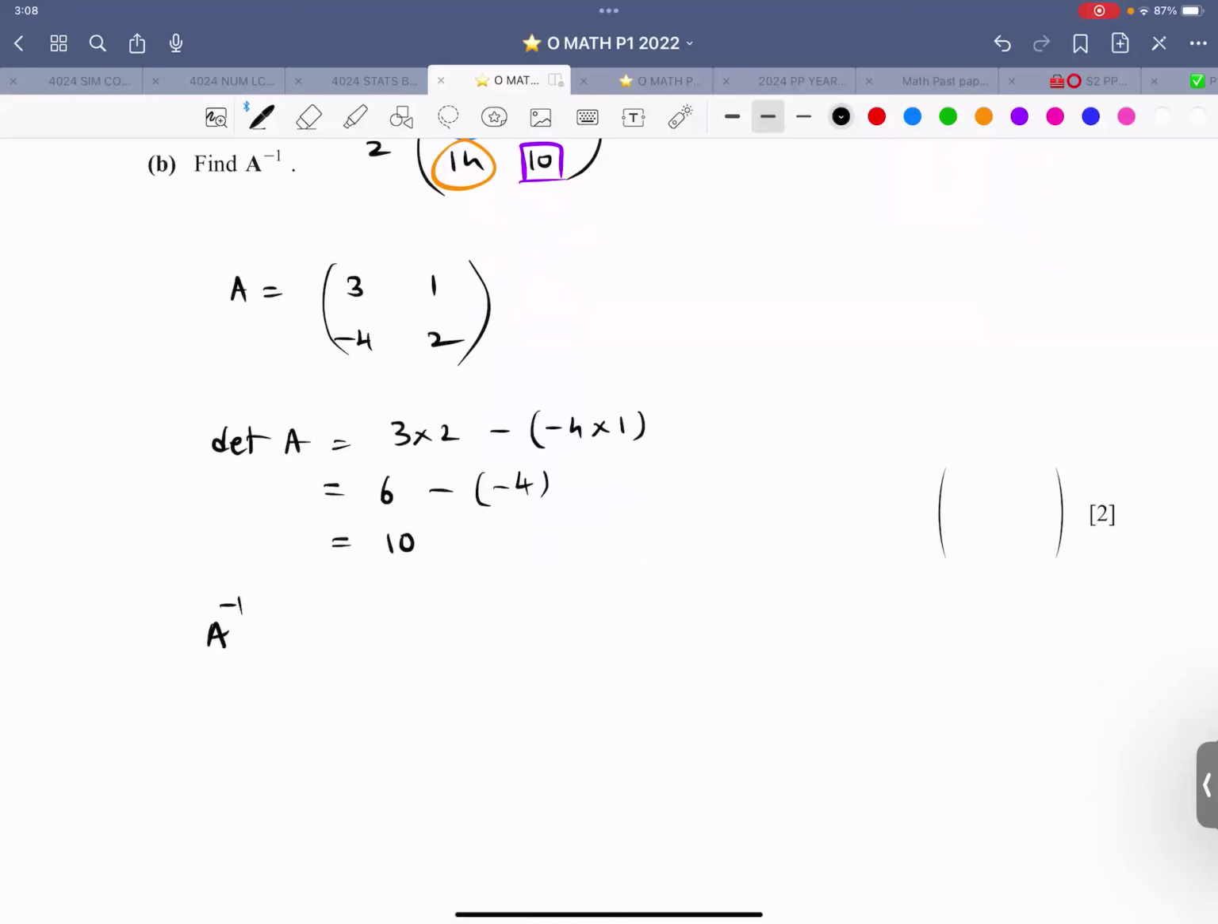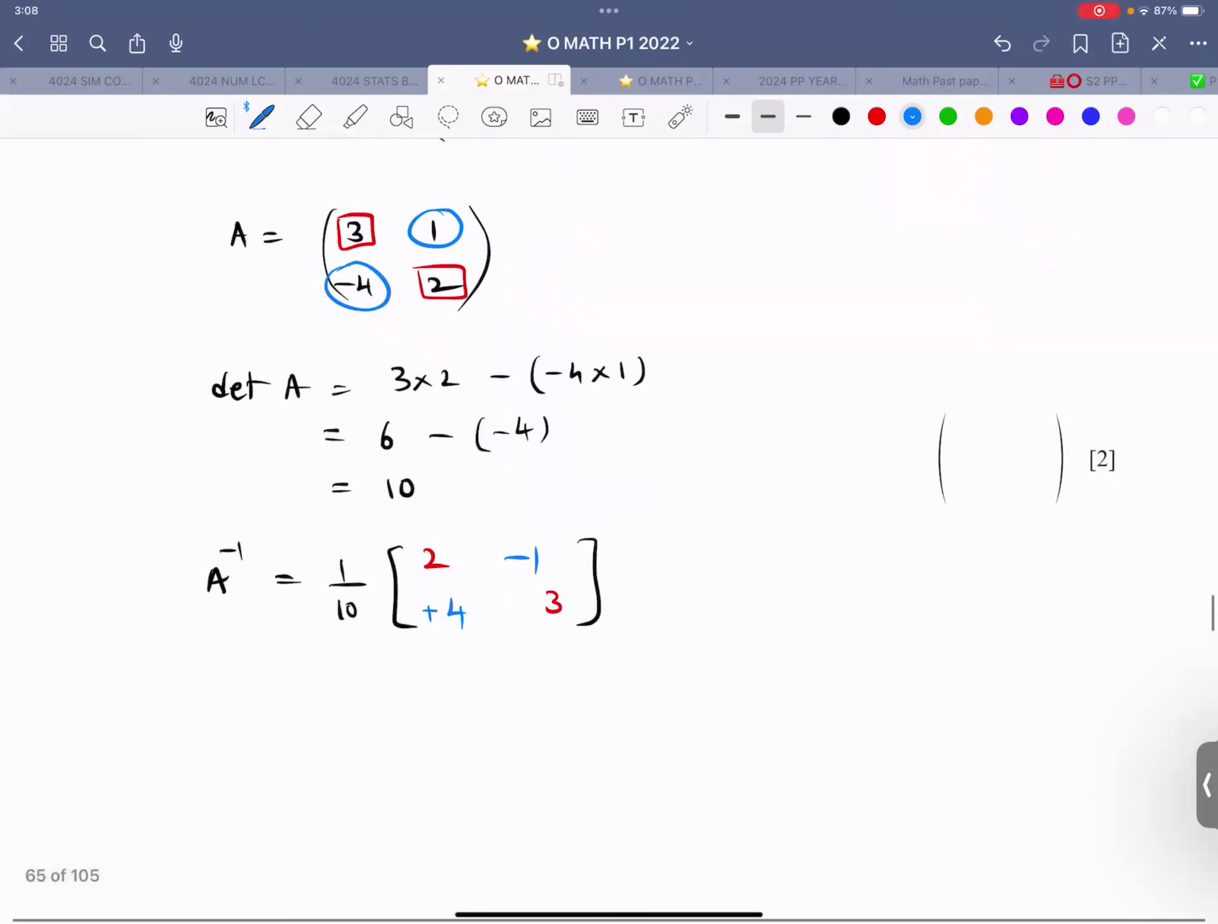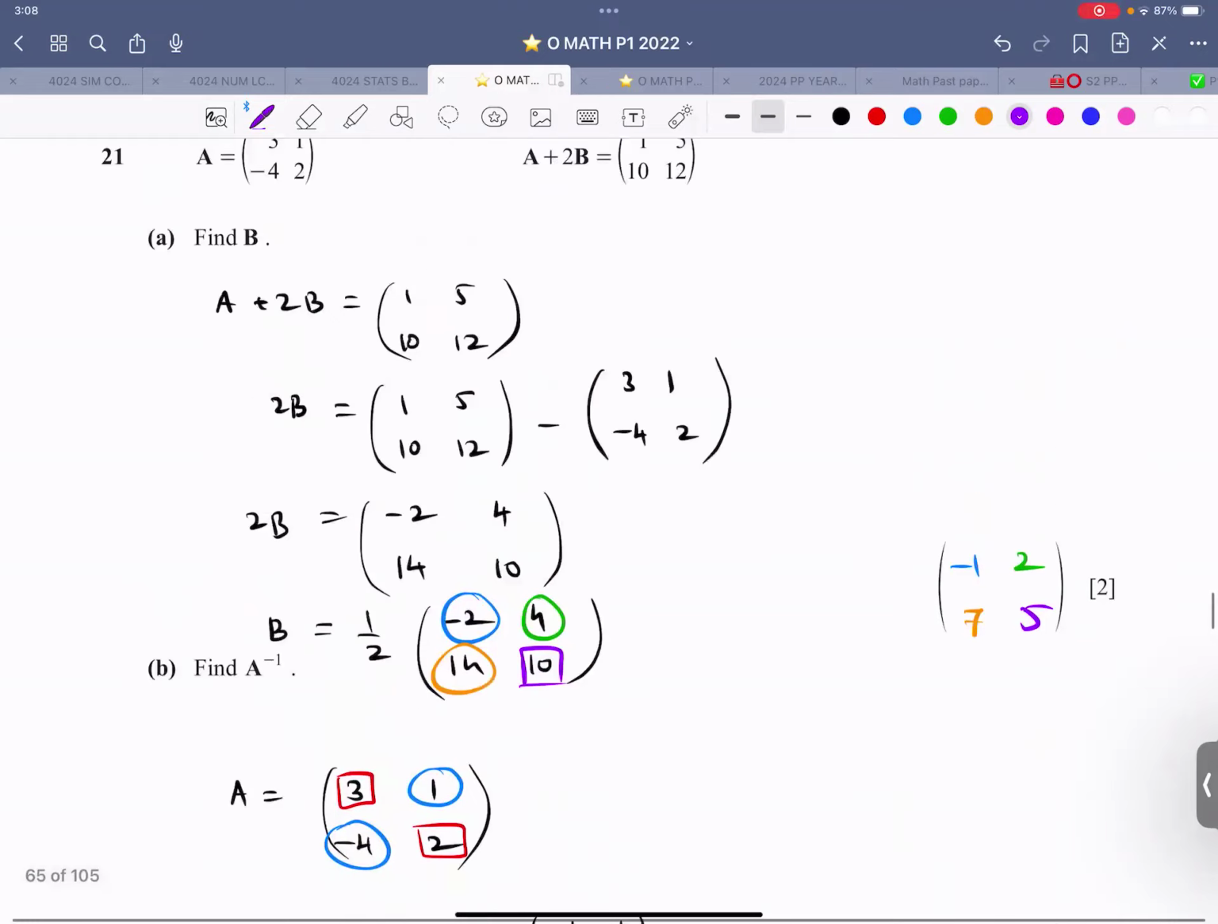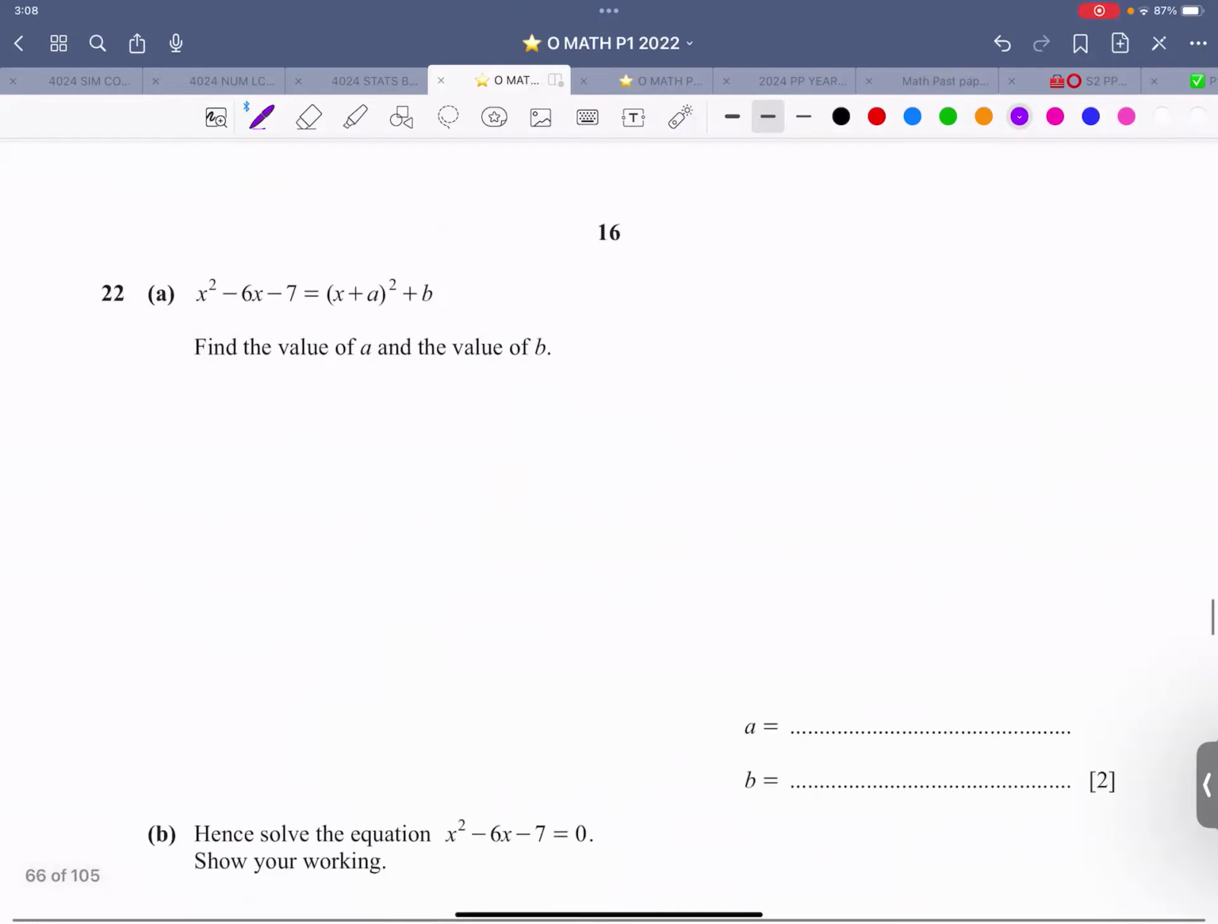A inverse, 1 over the determinant. These two, they change places. So this is 2 and 3. These two, they change sign. So this is negative 1 and this is positive 4. So I think leave the answer as it is. It looks beautiful. So therefore, we will write 1 over 10, 2, -1, 4, and 3. That's the answer for this part. So the matrices question was too basic.